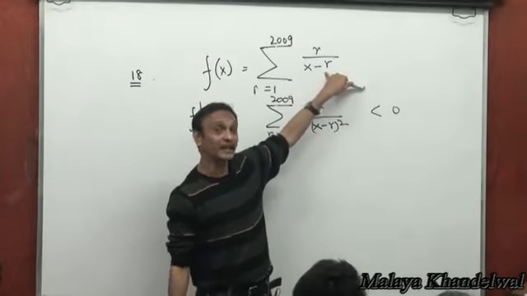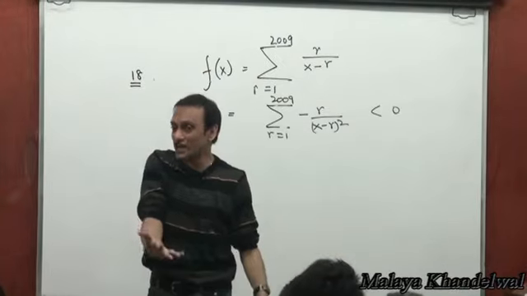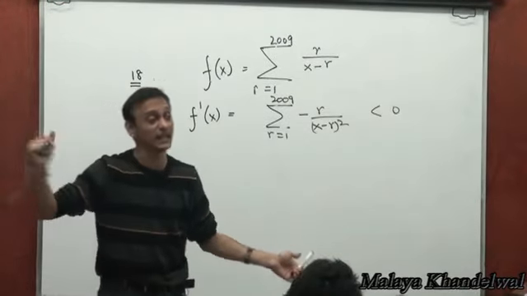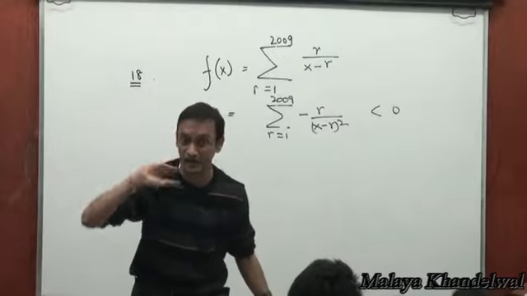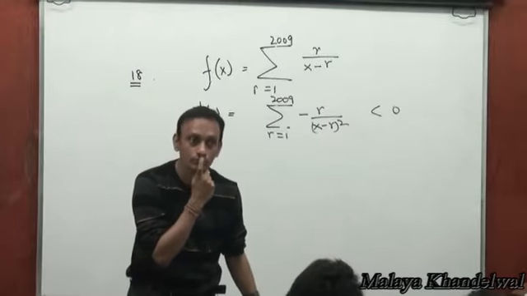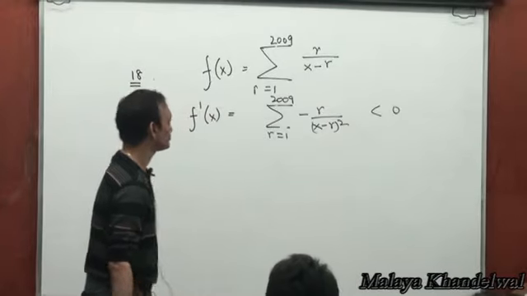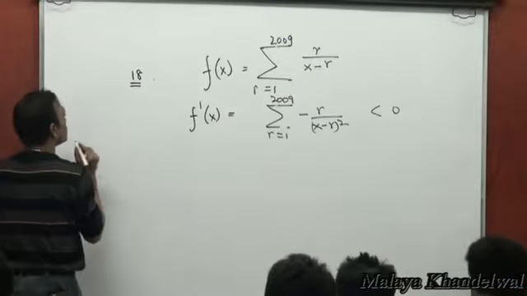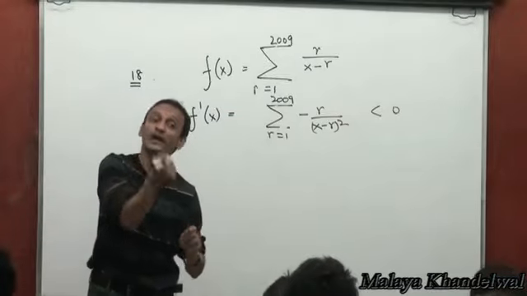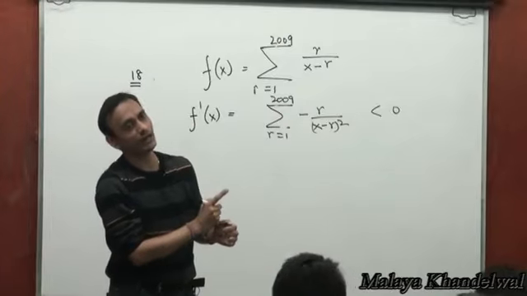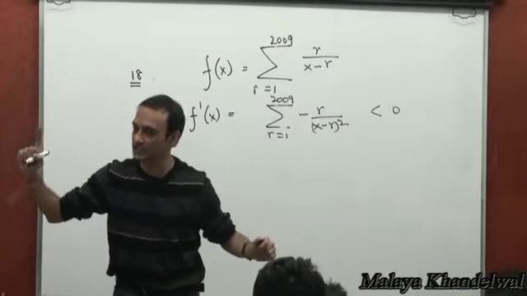For example, at any x equal to r, fx is discontinuous, so f dash x does not exist at x equal to r, where r can be 1, 2, 3, etc. Yes or no? Are you there with me on this? So it's a decreasing function wherever the derivative exists. Wherever differentiable, this function is decreasing. It's decreasing. Clear?